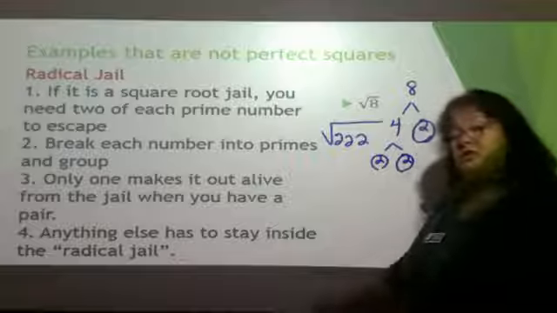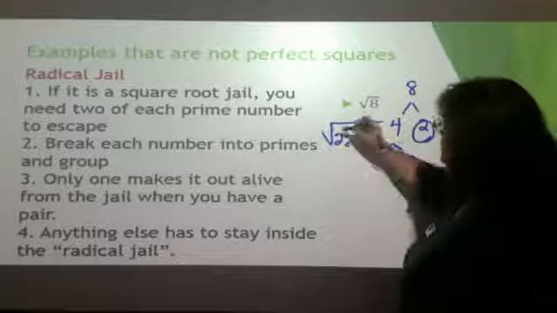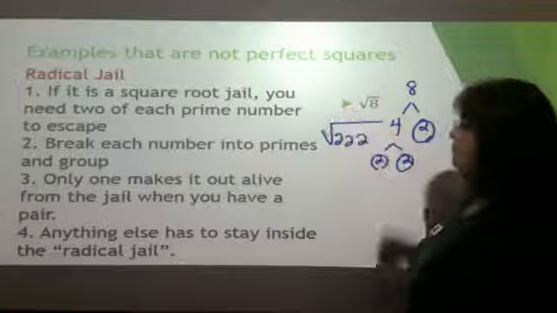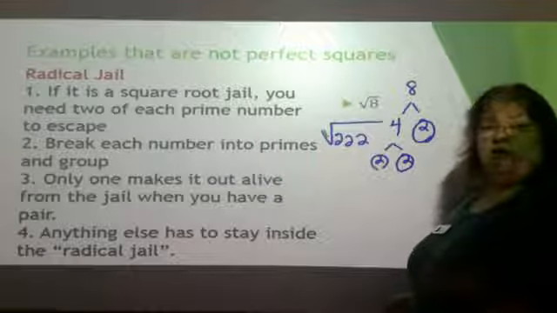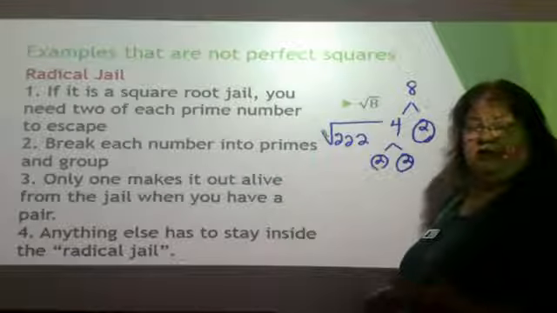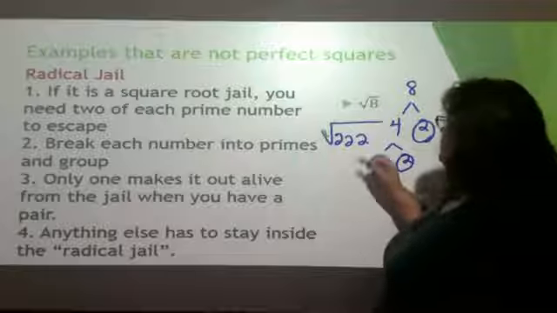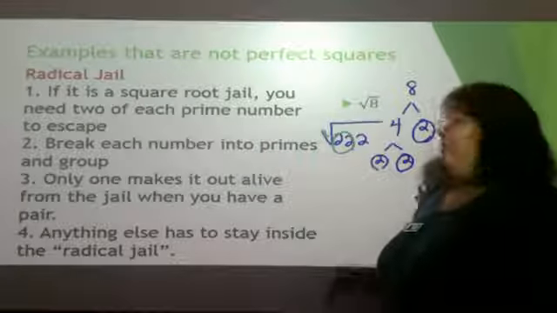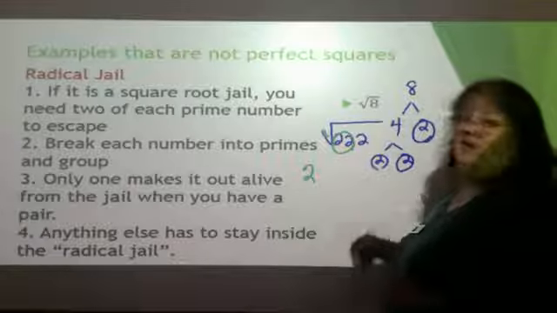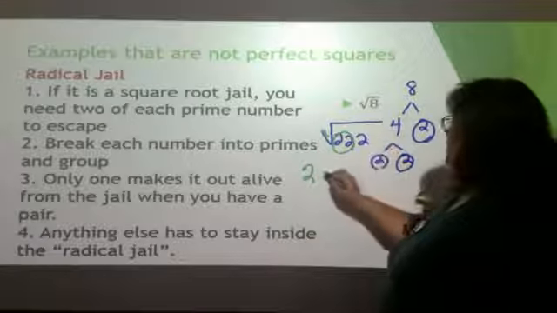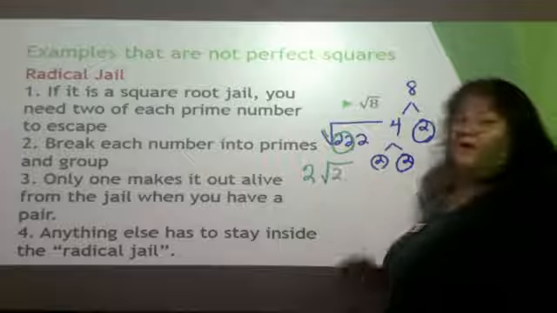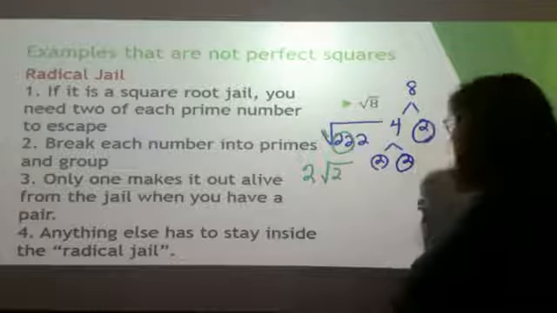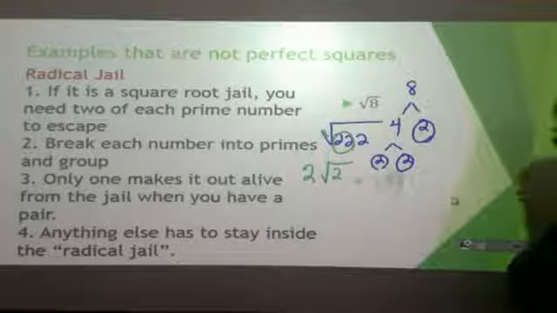Remember I said this is a square root jail, so we're looking for 2. There's a little invisible 2 as an index on the square root. We don't write it because we assume that's what's there unless I put something else. Since it's a square root jail, these 2 get together, they work it out. One survives, the other dies. This guy doesn't have any buddies, so he stays inside by himself. Let's look at another example.